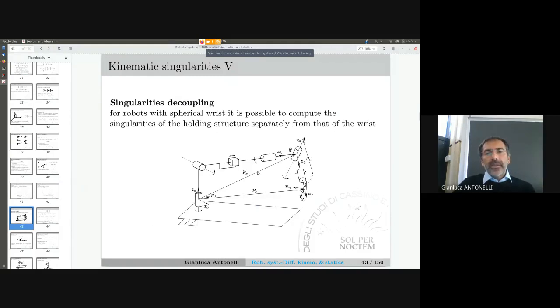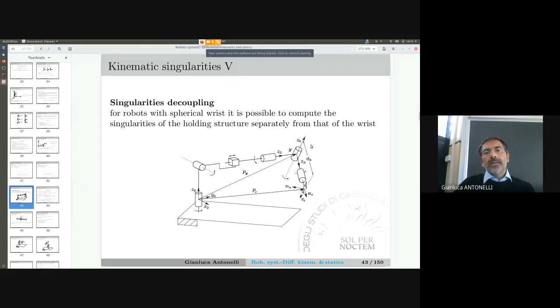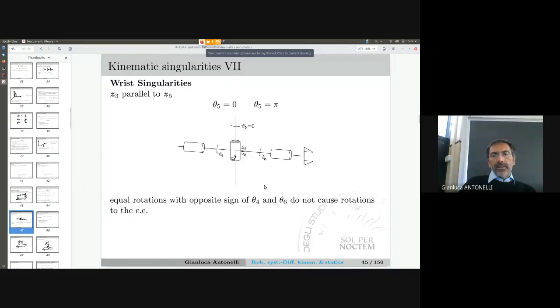If I have a spherical wrist, I can better understand the singularities, for example by decoupling the study of the kinematics, of the Jacobian. I will not go into the details of this page. Let me say that for this structure, the kinematic singularities can be easily identified, and I want only to verify the kinematic singularity for the wrist. Now, in this configuration, the wrist is in a kinematic singularity for the orientation. Can I verify it? Yes. Let me show you.